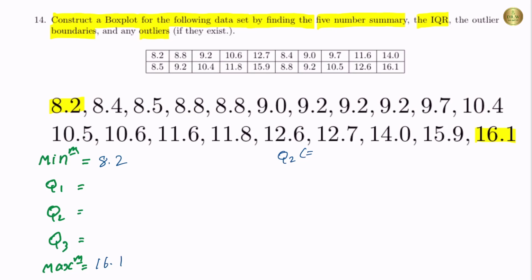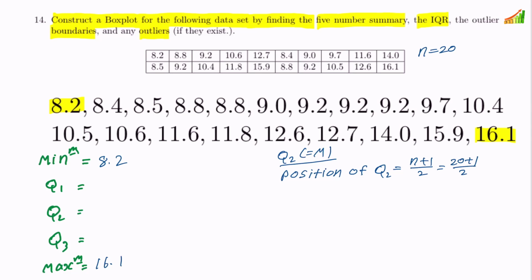Yes, Q2 is the median. How do we find the Q2? First, let me find the position of Q2. It is (n plus 1) divided by 2. N is the number of observations. Here n equals 20. So 20 plus 1 divided by 2 is 10.5.